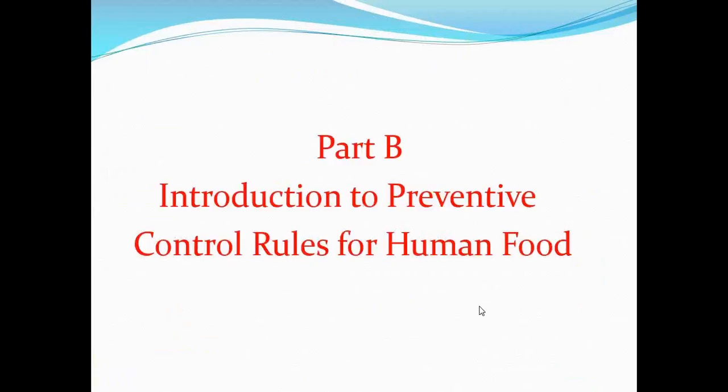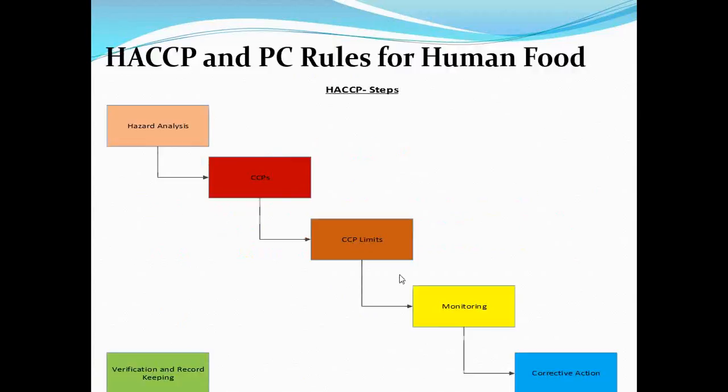Okay, I'm moving on to the next part, which is part B. In this section, I will introduce you to the preventive control rules for human food. You're all quite familiar with HACCP. It's a global food safety standard developed in the early 50s primarily for the space program and also to harmonize international food safety standards, guidelines, and codes of practice, primarily to protect public health, actually.